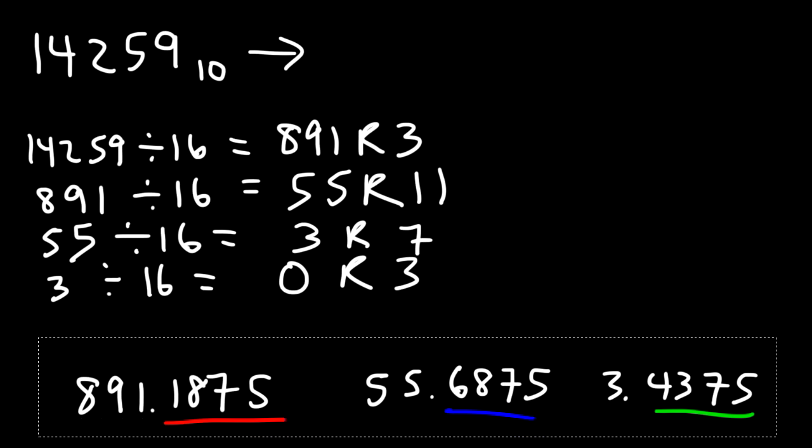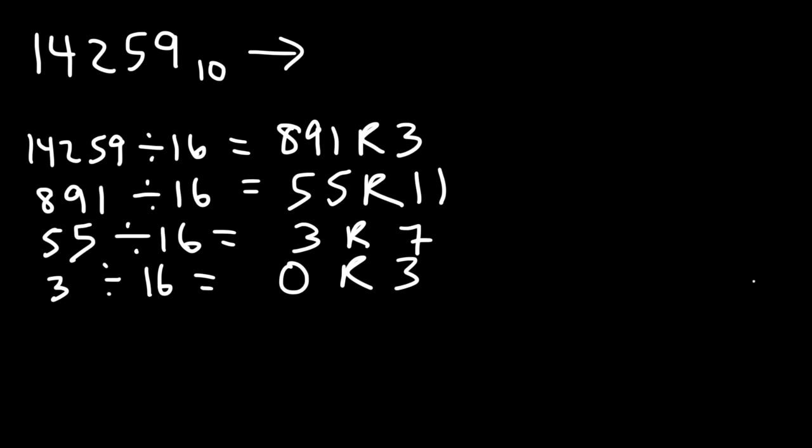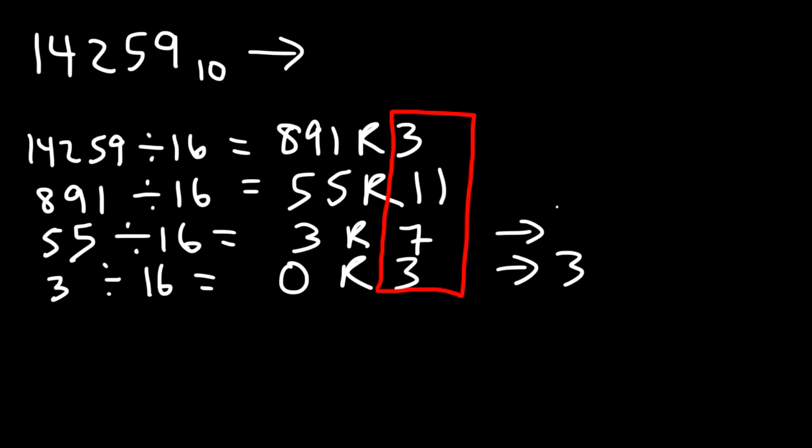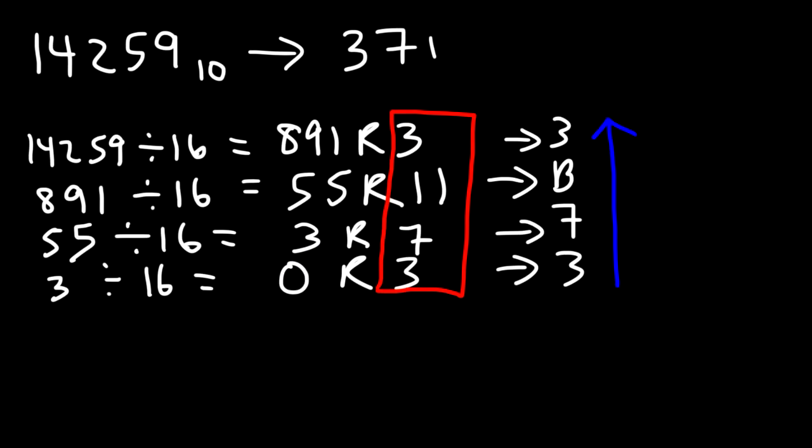Now let's get rid of this. And let's convert the remainder values into hexadecimal values. So 3 corresponds to 3, 7 corresponds to 7, 11 corresponds to B, and 3 corresponds to 3. So writing it from bottom to top, it's going to be 3, 7, B, 3, base 16. And so that's how you can do it using a calculator.